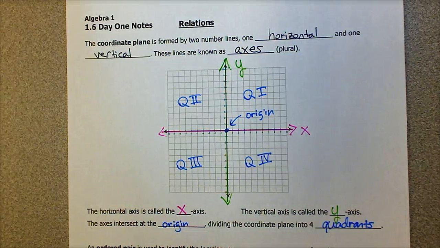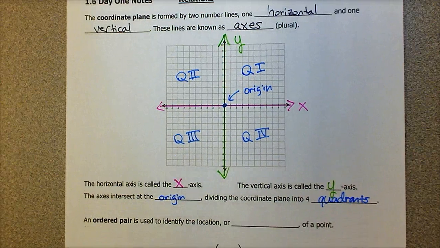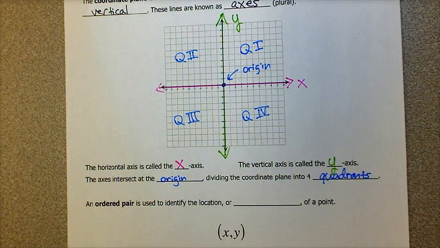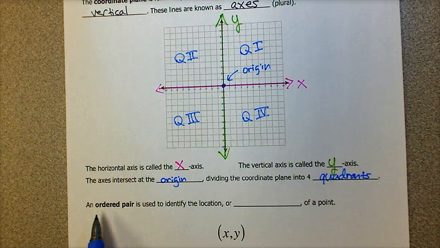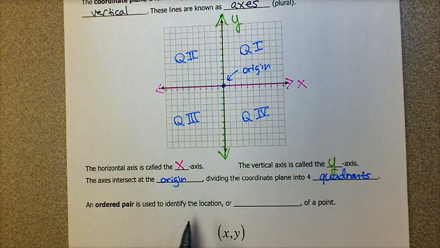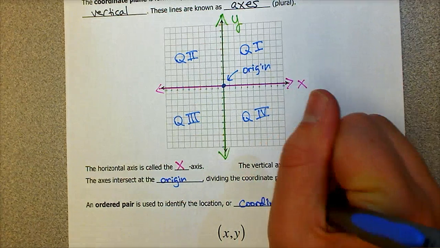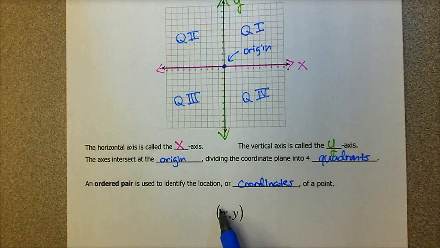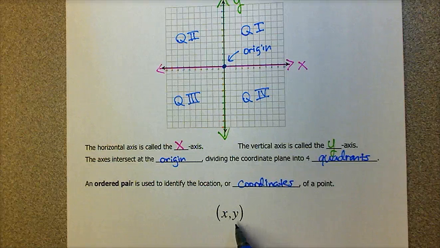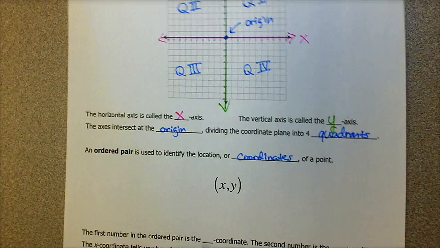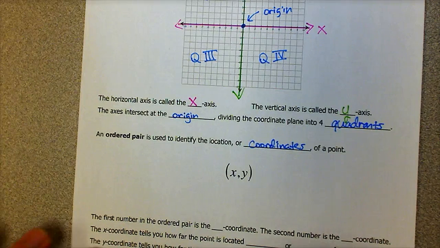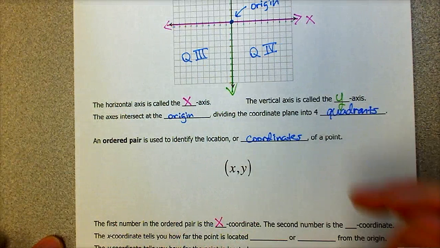So that should be a review for you of how we label the coordinate plane and what makes up the coordinate plane. Next, we're going to move on to ordered pairs and review what I mean by an ordered pair. So an ordered pair is what we use to identify the location or the coordinates of a point on the coordinate plane. And an ordered pair looks just like this. It is contained within parentheses. There is an x value, which comes first in an ordered pair, and then a y value, both separated by a comma. The first number in the ordered pair is the x coordinate. The second number is the y coordinate.